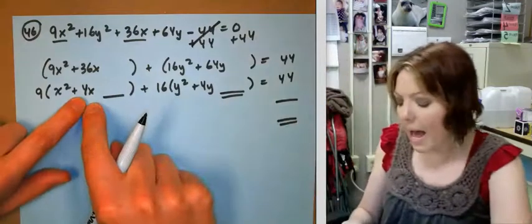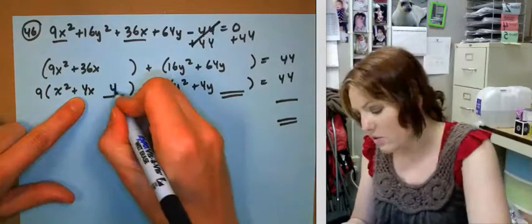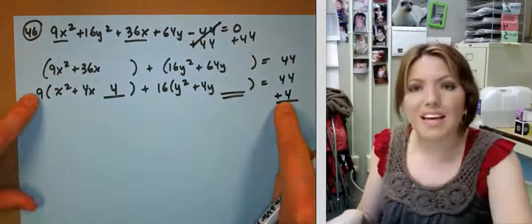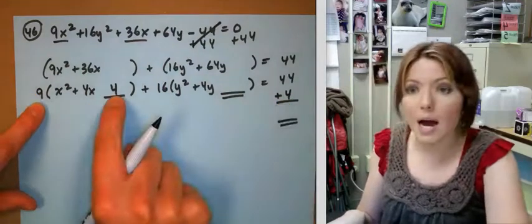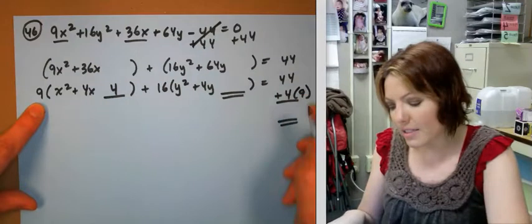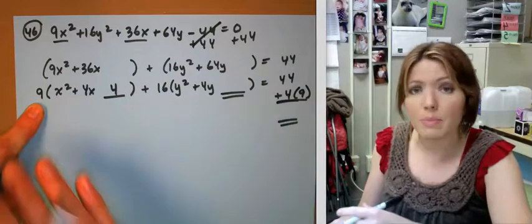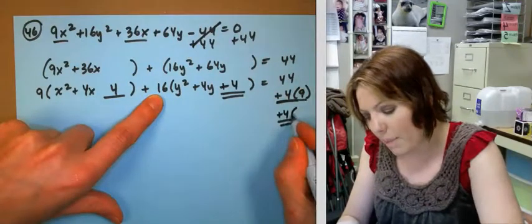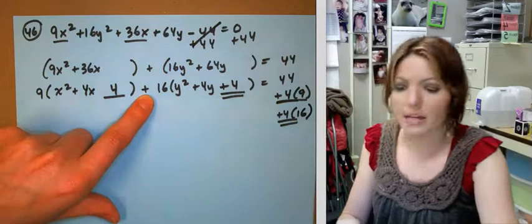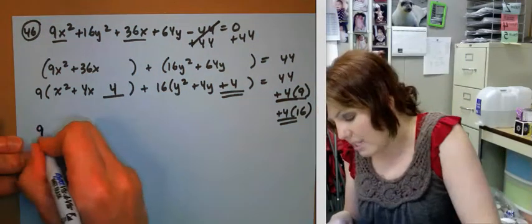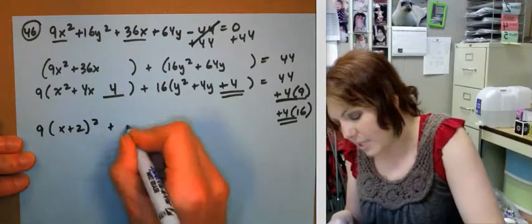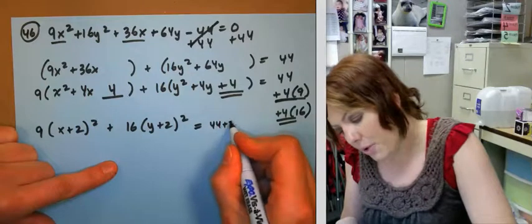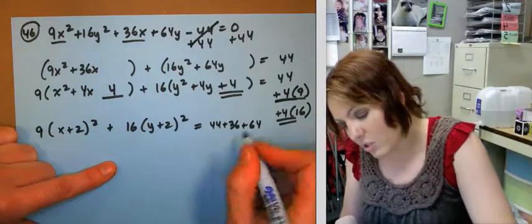Okay, so half of 4 is 2, and 2 squared is 4. So like we've done in the last several problems, we would add 4 to both sides. But remember that 4 over here is being multiplied by a 9, so we have to make sure it matches on the right-hand side. If there's anything in front of the parentheses, make sure you match it. So same thing here. Half of 4 is 2, 2 squared is 4, so we add 4, but it's being multiplied by 16, so we have to add that as well. Okay, so we get 9 times x plus 2 squared plus 16 times y plus 2 squared equals 44 plus 36 plus 64. That comes out to 144.